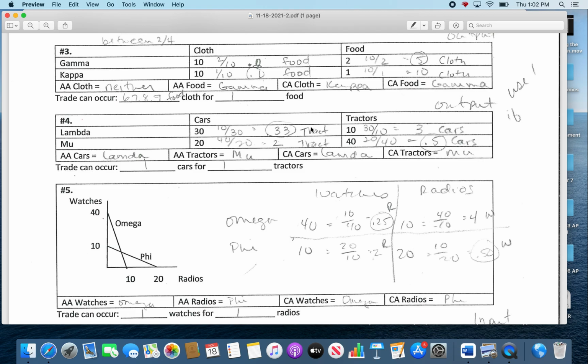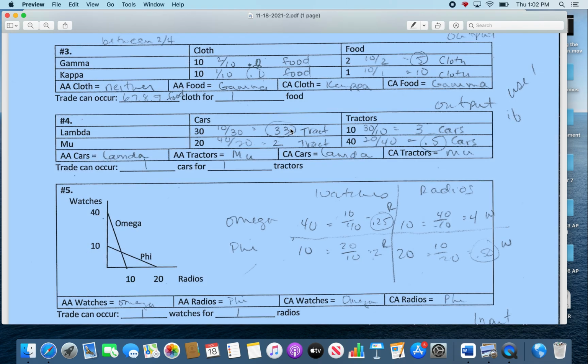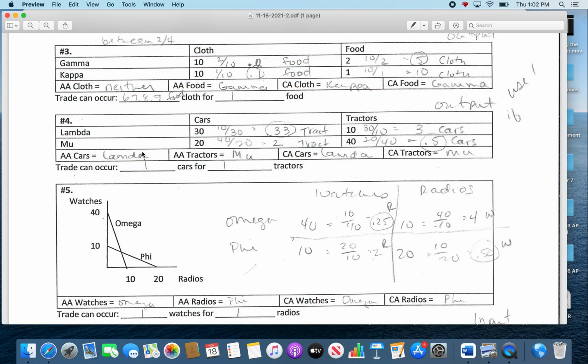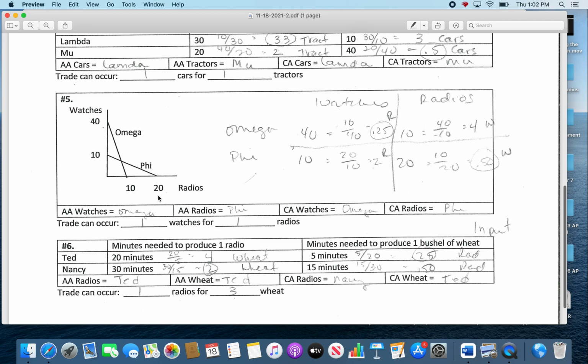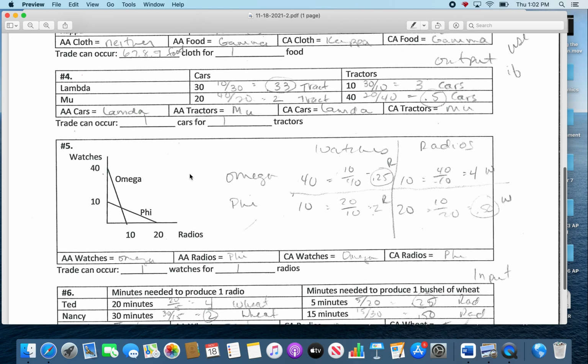And then our terms of trade. This is less than 1, and this is less than 1. So this has got to be 1, and this is going to be 1. It can't be anything other than that. So anytime you have 1 that is less than 1, the answer is going to be 1. So the trade will occur 1 for 1. You might see where they give you the graph. Don't let that confuse you.